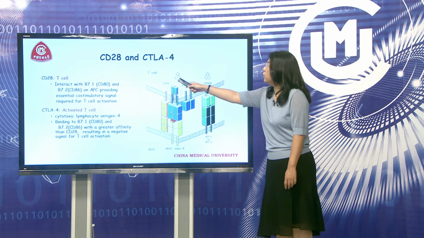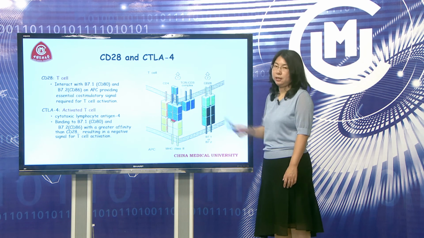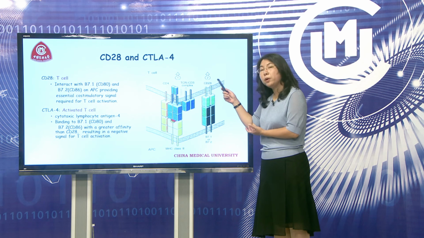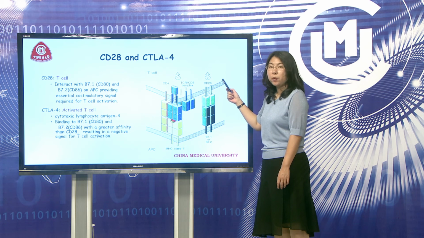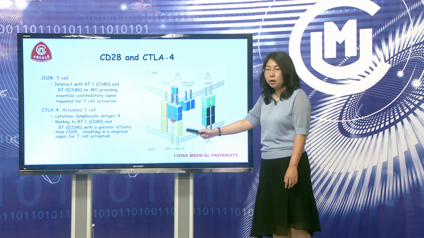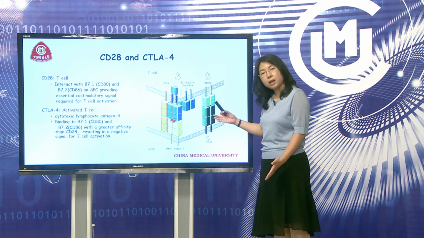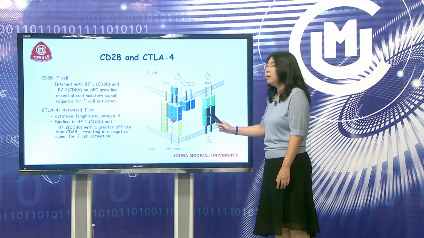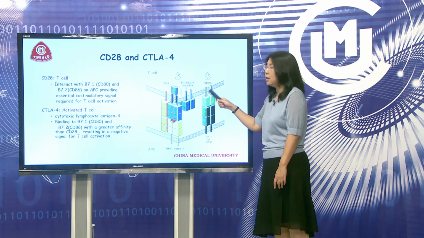So now this T cell gets two signals. After that, with some help from cytokines, the T cell can be activated. Once the T cell is activated, there is a regulatory mechanism to stop the activation. The activated T cell can express CTLA4. This molecule has the same ligand as CD28, also binding with B7. But be careful, CTLA4 has a higher affinity than CD28 for binding B7. The naive T cell only has CD28, so it binds with B7.